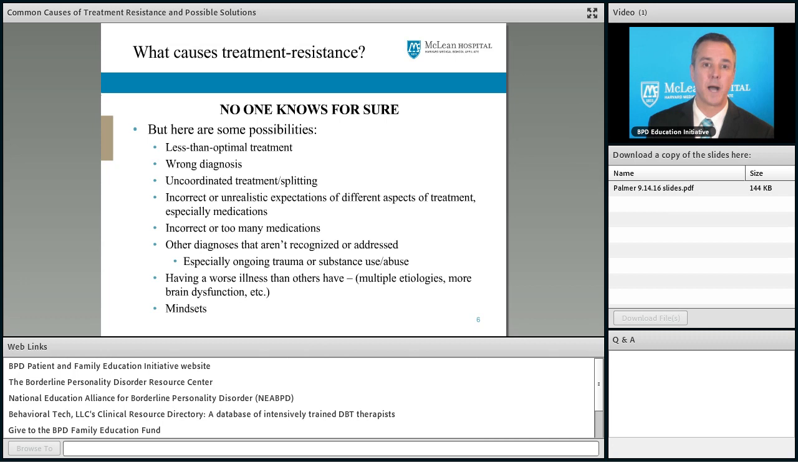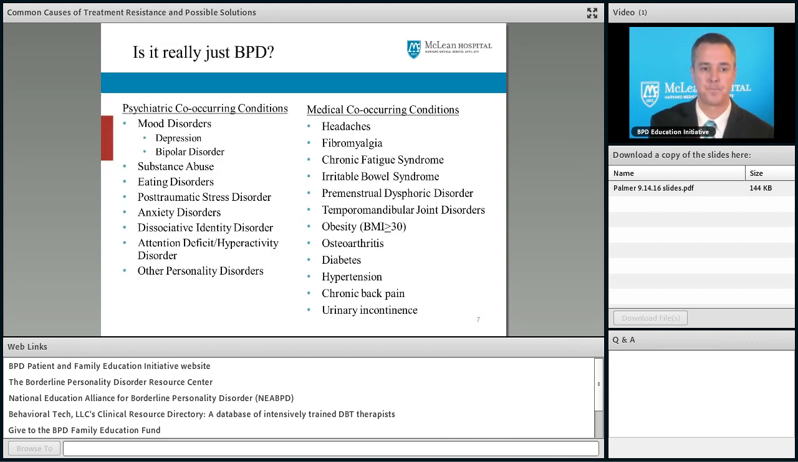Having a worse illness than others have. So this often gets thrown around too. Why aren't they getting better? Well, they've just got a really bad case of BPD. And we don't know. And then the final thing I'm going to talk about is our mindset. I'm going to come to that in a bit and go quite in depth.